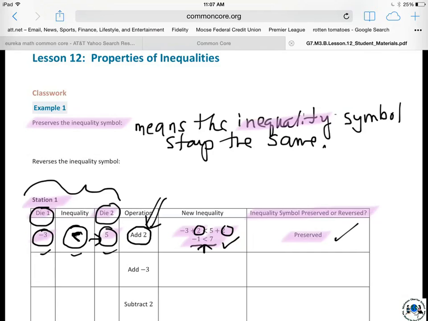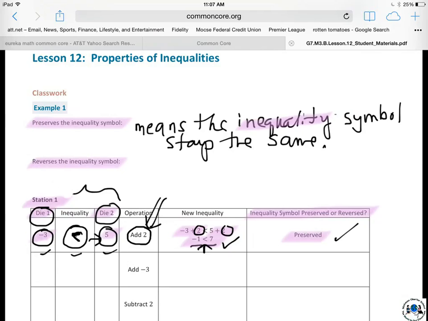But we'll go ahead and do a few of these together. Actually, I guess we're doing them all together because you're not in class and you don't have these little dice in front of you. So yeah, we'll go ahead and do these together. But the next one reverses the inequality symbol.